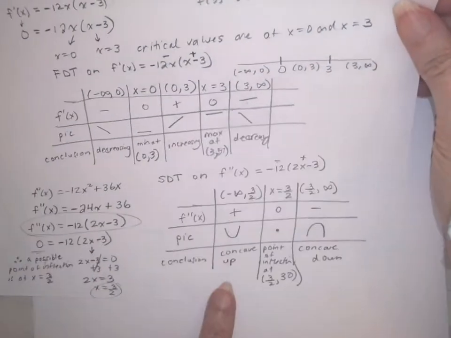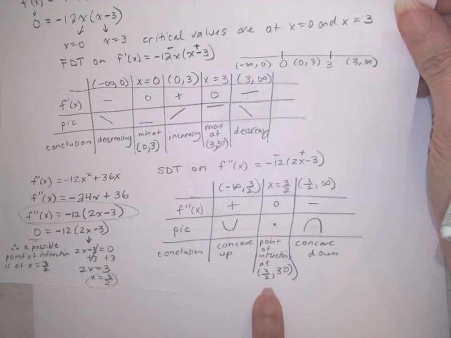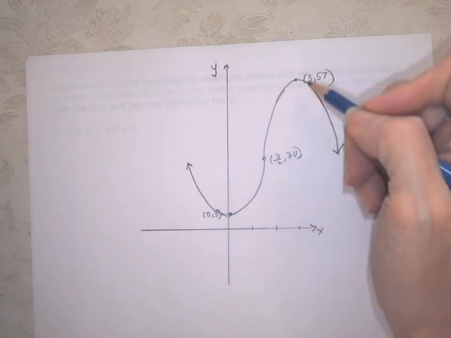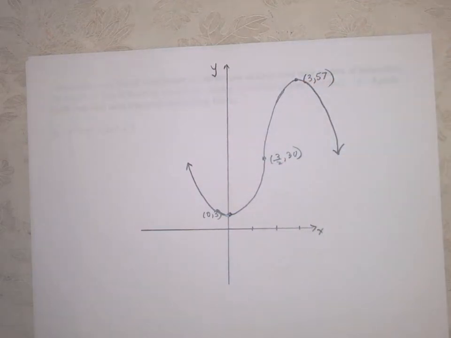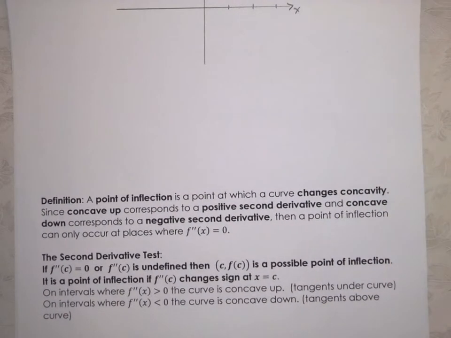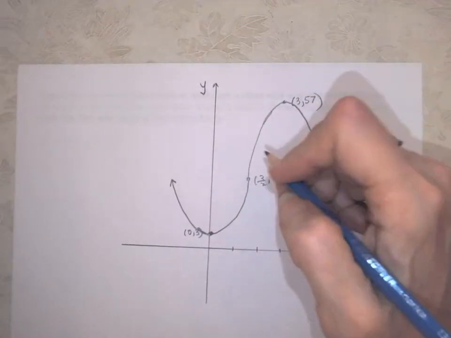And then also the second derivative test tells you where you're concave up and concave down and where you have a point of inflection. So we've labeled our minimum, our point of inflection, and our maximum. Our increasing and decreasing, our first derivative test agrees, and our second derivative test agrees. So that is correct. So that's using the first and second derivative test to make a sketch. Okay, so definition, a point of inflection is a point at which a curve changes concavity. So in this case, here's our point of inflection.